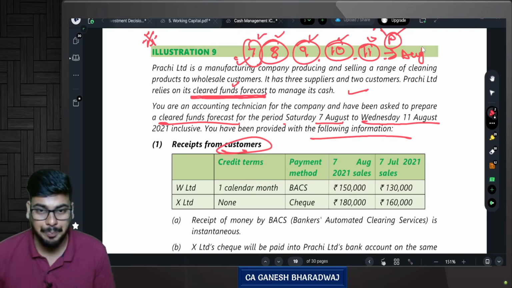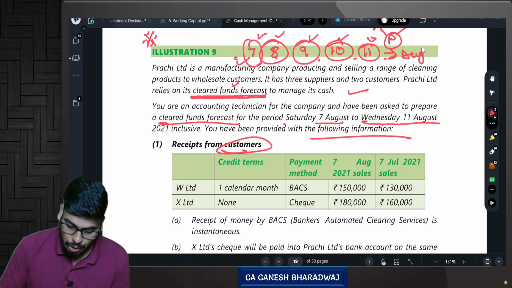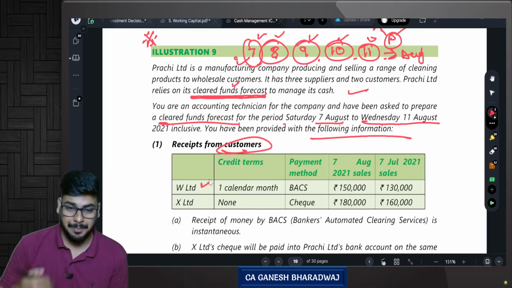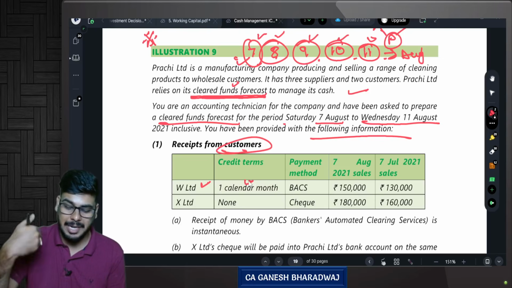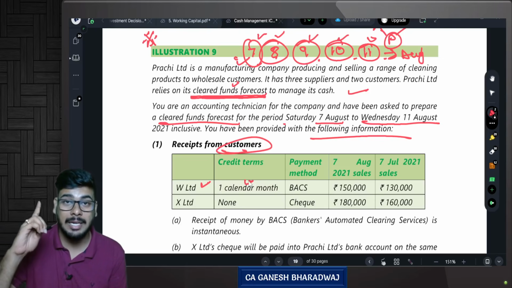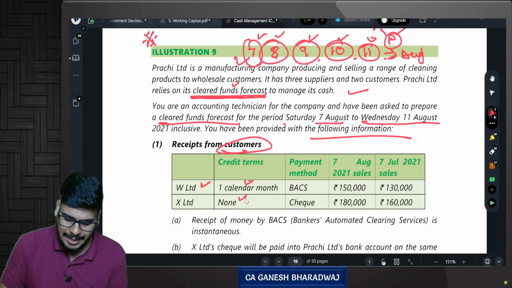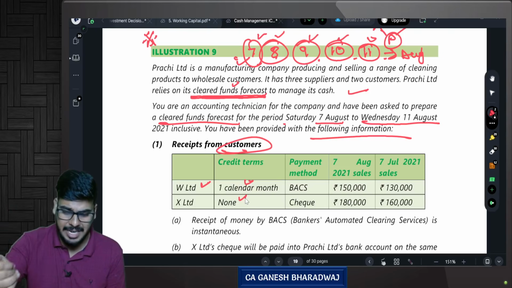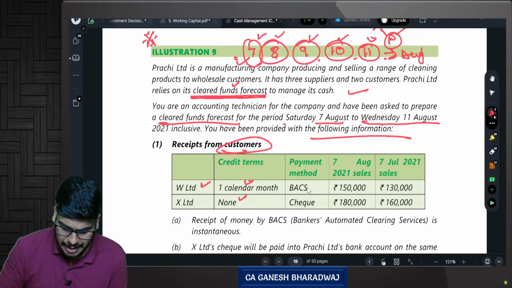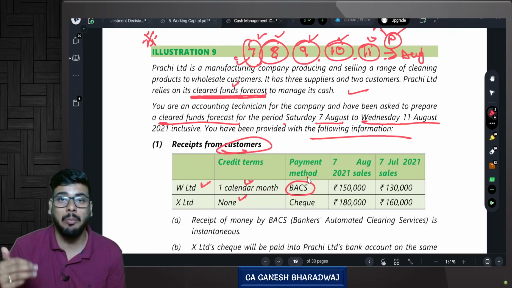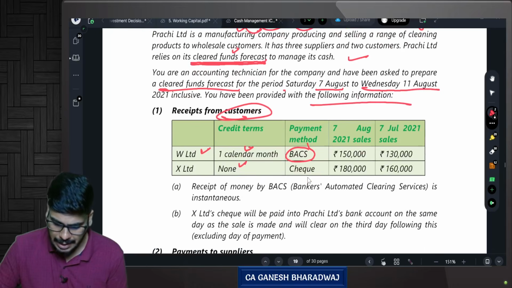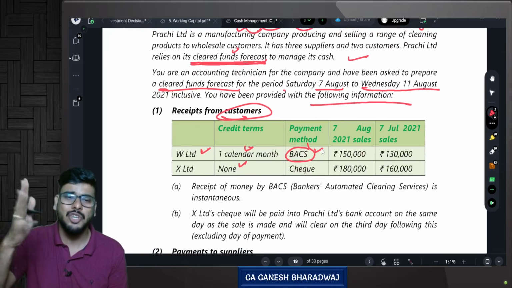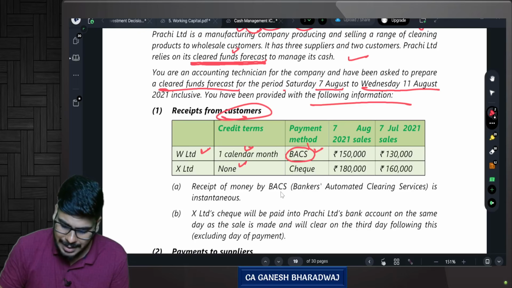Clear? So now what happens here? Look, W Limited is my customer, Prachi Limited's customer. The credit period that I am giving for W Limited is 1 calendar month, correct? And for X Limited, there is no credit period, which means immediately they need to pay. W Limited generally makes the payment through a mode called BACS. It is like NEFT, IMPS. BACS is one payment method. You need not know all this. They themselves have given. BACS stands for Bankers Automated Clearing Service.